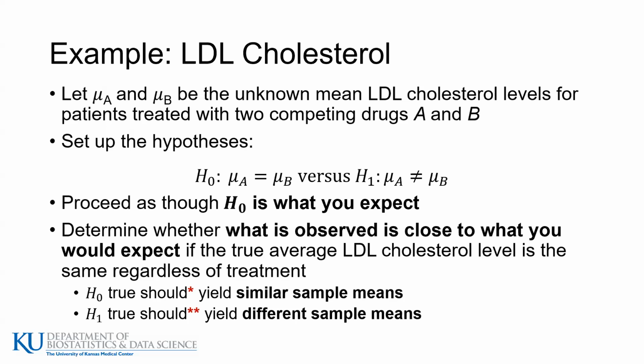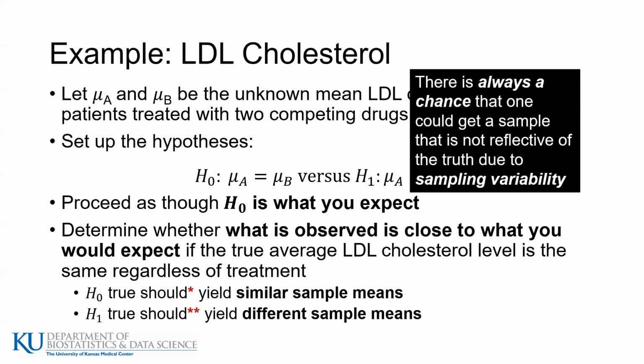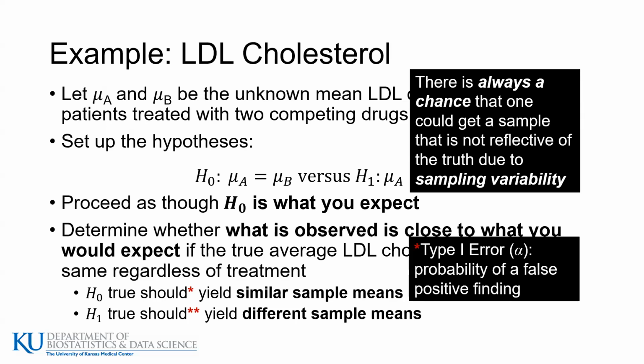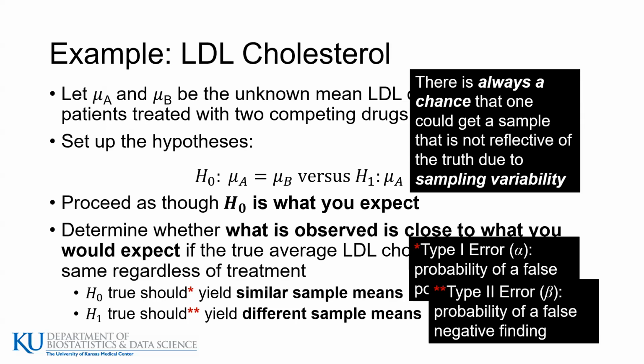And then similarly, if the alternative hypothesis is true, there's always going to be a chance that we observed similar sample means that make it look like the null is true. So this is due to sampling variability, and this is related to the type 1 error rate, which is the probability that we observe a false positive finding, or that we observe different sample means even when the null hypothesis is true. And then the type 2 error rate is the probability of a false negative finding.